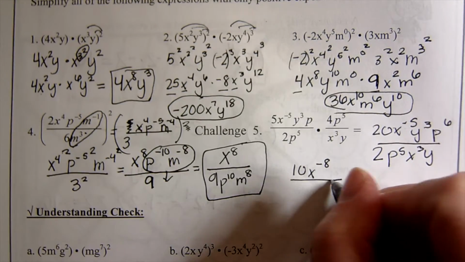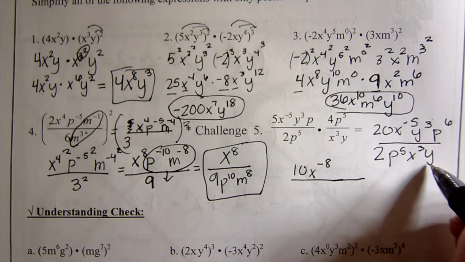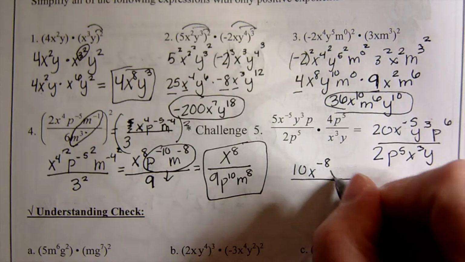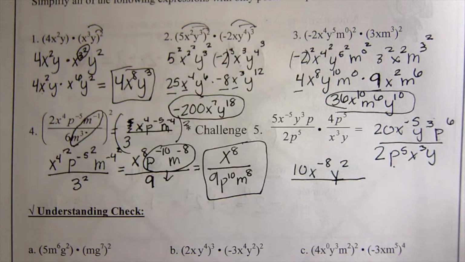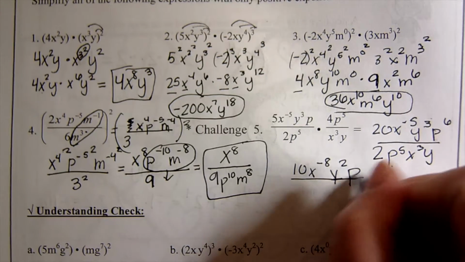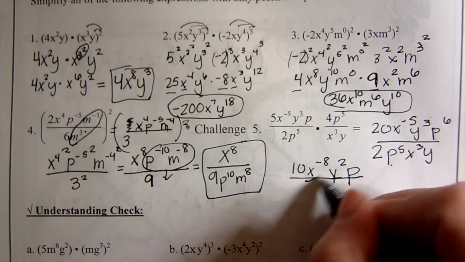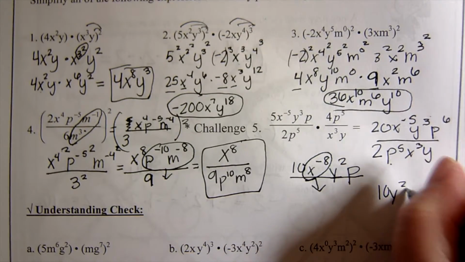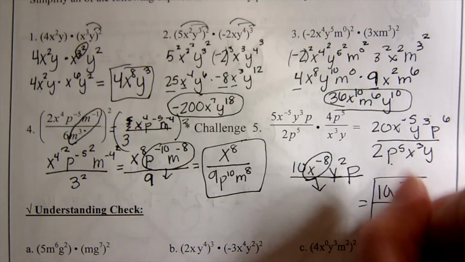Negative 8. Y cubed over y: 3 minus 1, just positive 2. And p to the 6th over p to the 5th is p to the 1st, just p. And then how do I need to simplify this? Bring the negative exponent down. So 10y squared p at the top over x to the 8th power at the bottom.